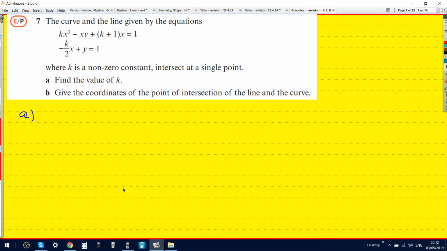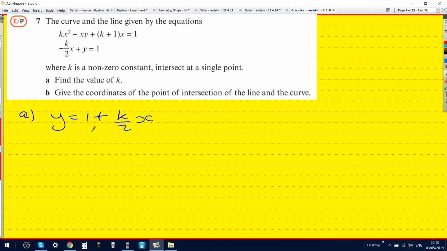So we can rearrange the bottom one to make it equal to y. Yeah, that's a good idea. So y equals 1 plus k over 2x? Yep. And then you substitute that in to the equation on top.